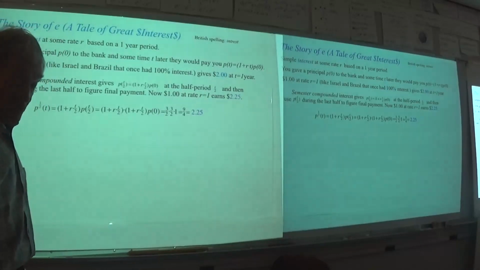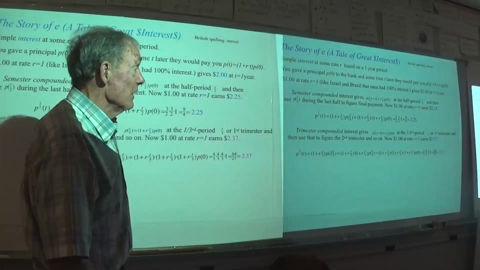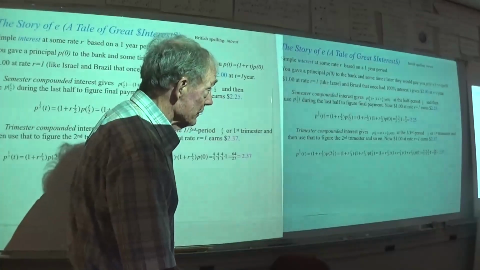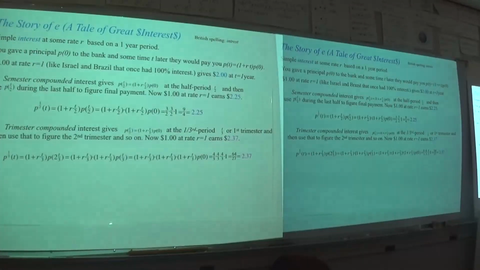Well, let's just go through this to see the numbers that arise from doing a little bit more than that. If you do trimester compounding, oh well, 37 cents, that's an improvement. Wow.